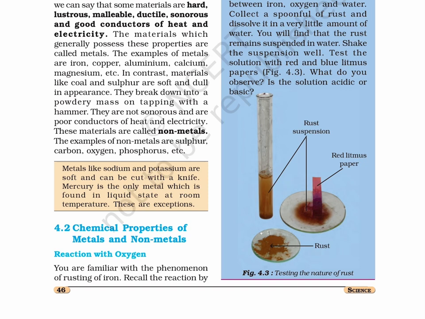Metals like sodium and potassium are soft and can be cut with a knife. Mercury is the only metal which is found in liquid state at room temperature. These are exceptions.